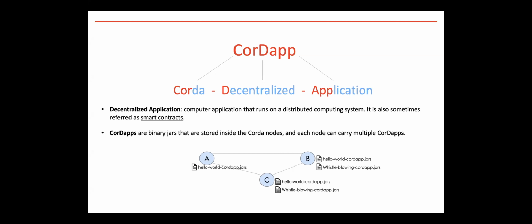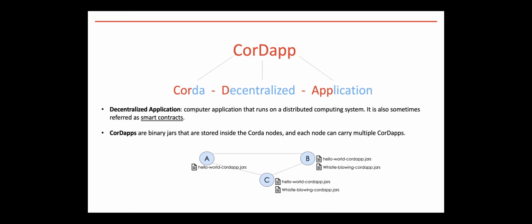But if you look at the diagram, only node B and node C have the whistleblowing Corda app stored in their node. So basically, node B and node C can have the functionalities and the transactions that are documented in the whistleblowing Corda app. So that's basically the fundamental idea of what a Corda app is.